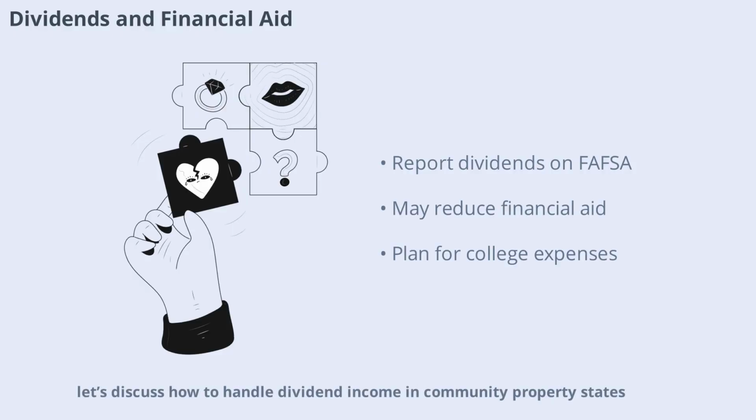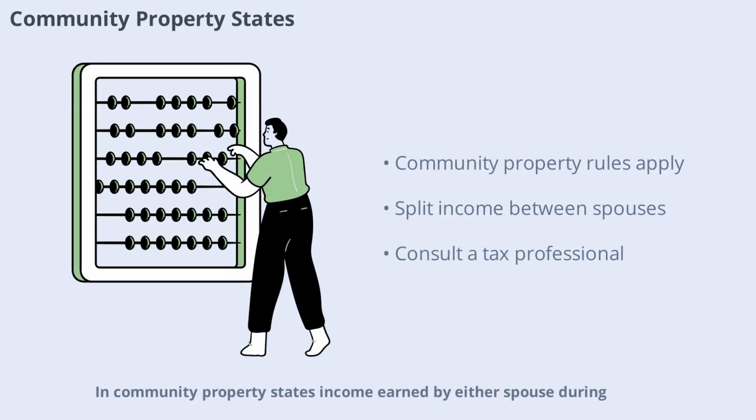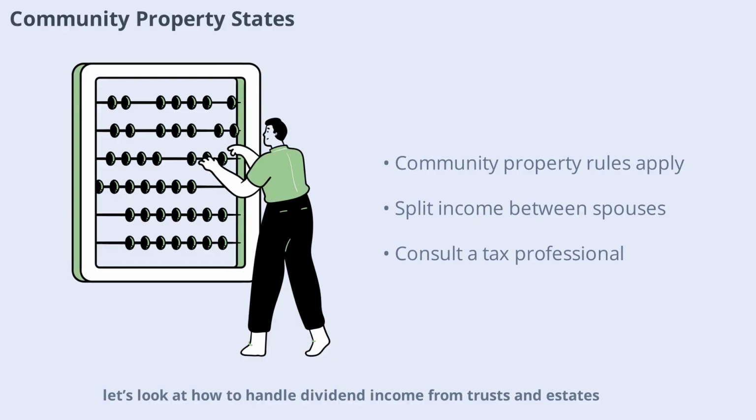Next, let's discuss how to handle dividend income in community property states. In community property states, income earned by either spouse during the marriage is generally considered jointly owned. This includes dividend income. When filing taxes, you may need to split dividend income equally between spouses, regardless of whose name is on the investment account. The rules can be complex, so it's wise to consult a tax professional if you live in a community property state.